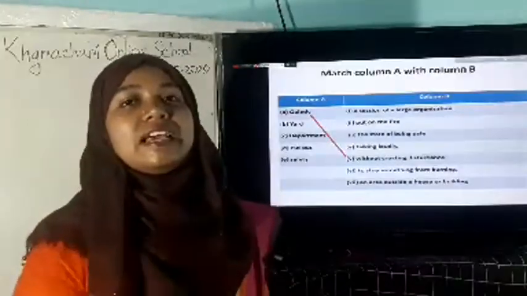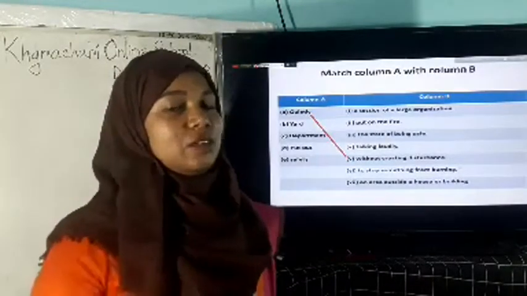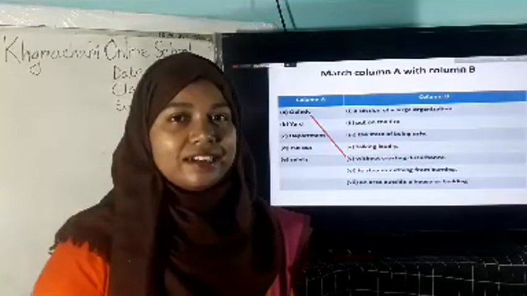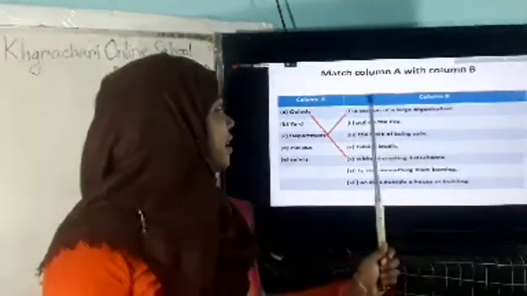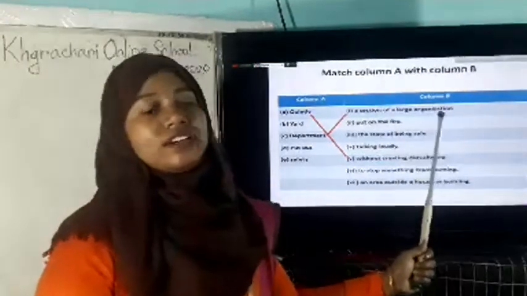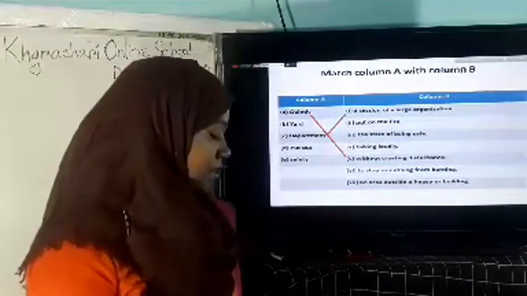So, which sentence will match with quietly? Yes, I think you can guess. And the sentence is without creating disturbance. Quietly, without creating disturbance. Next, number B. It's yard. Yard. And which sentence will match with yard? Match with me, dear student. The answer is a section of a large organization.